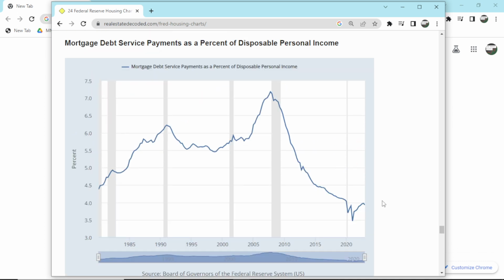This chart's also looking at debt, but it's only looking at mortgage-related debt and comparing it to disposable personal income. And this chart's telling us the same thing, that the consumers for the past 5 years or so have been in a stronger financial position compared to the previous couple decades.